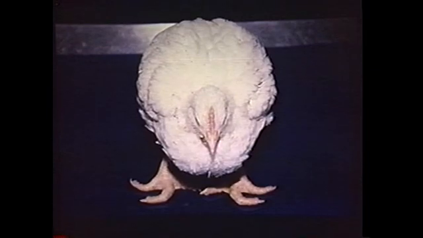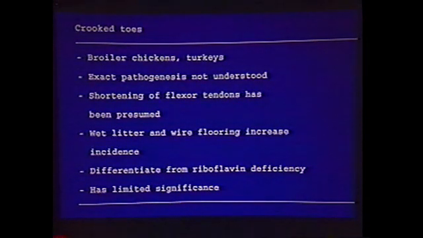Okay, what we're looking at here is a broiler chicken. You can see that the toes are curved laterally to the outside. This is called crooked toes. We see it in commercial operations. A good number of the birds may have this problem. It used to be more common when we raised the birds on wire or there was wet litter. We don't see it as much.